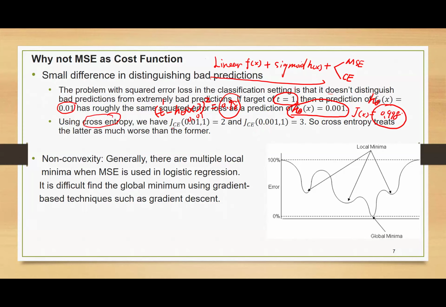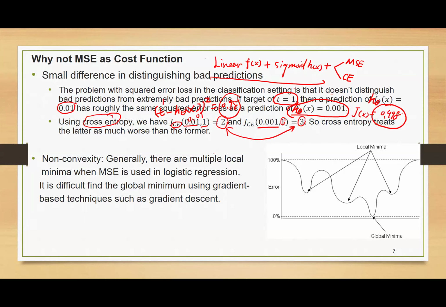So when we are using cross entropy, CE here, okay? If we're still using 0.01 and 1 as an example, so the output is 0.01 and the target value is 1, then the loss will be 2. And if the output is 0.001 and the target is still 1, then the loss will be 3. So we can see that in this case, these two losses have a much bigger difference. So it's better for the training process when using the cross entropy loss.